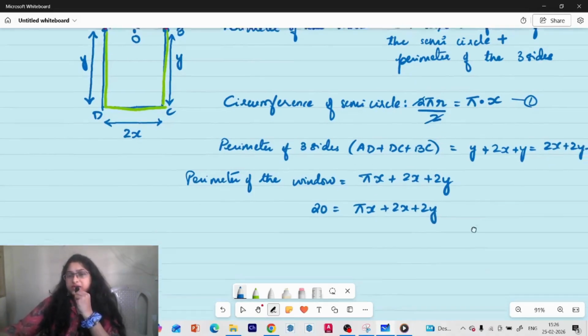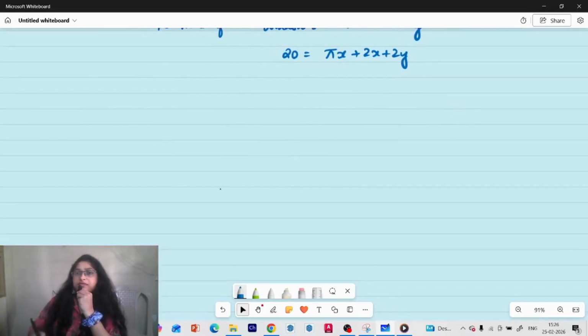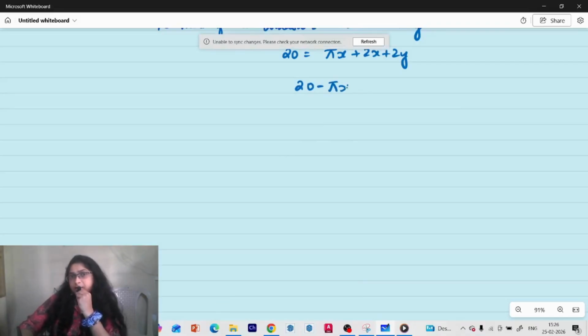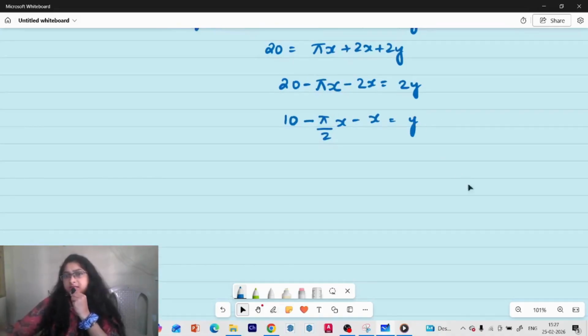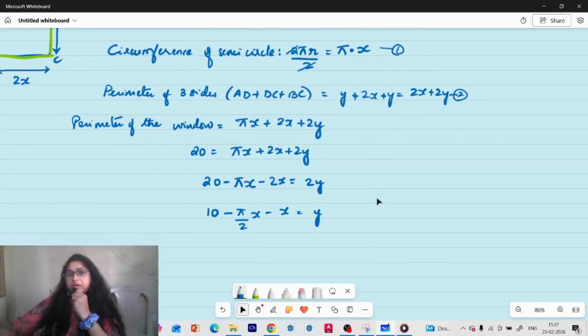Okay, from this can we write everything in terms of x? What I mean is, let's write y in terms of x. Okay, 20 minus pi x minus 2x is equal to 2y. So what is y from this? We divide by 2, so y is 10 minus pi by 2 x minus x. Let us keep this as equation 3.